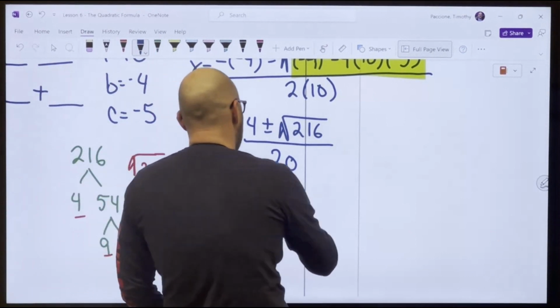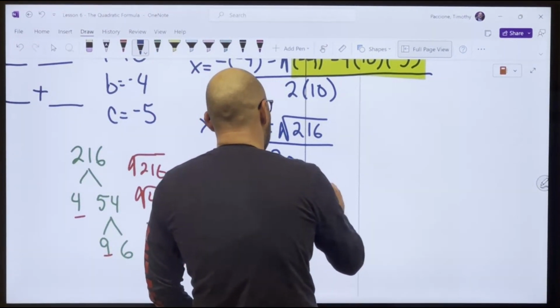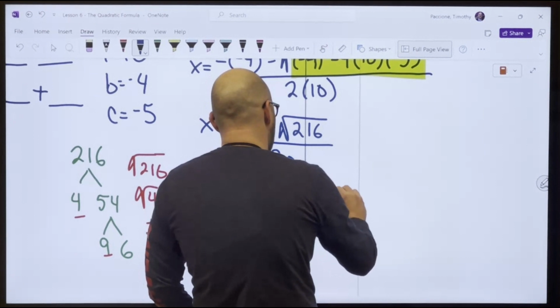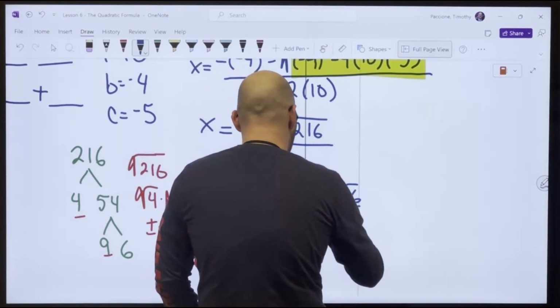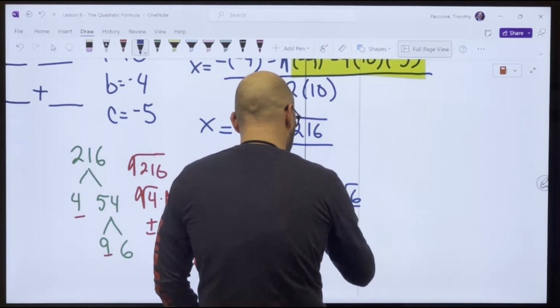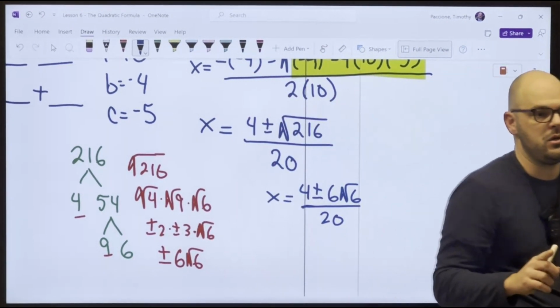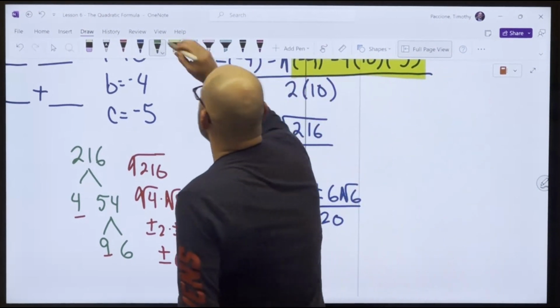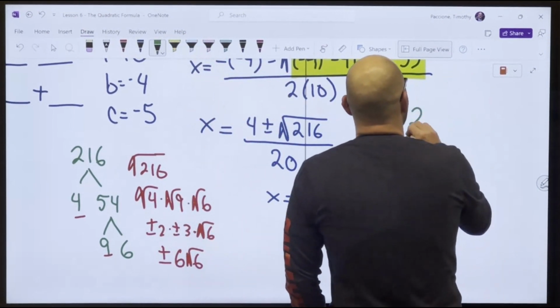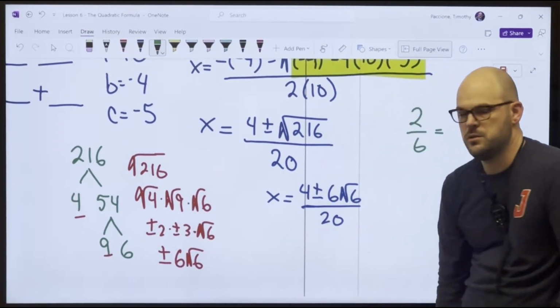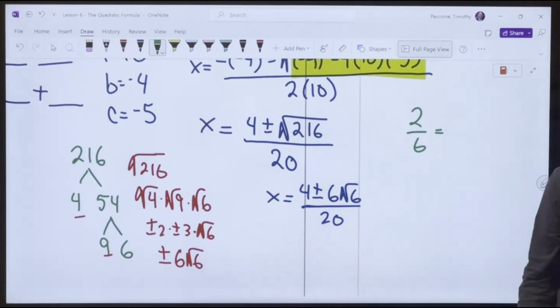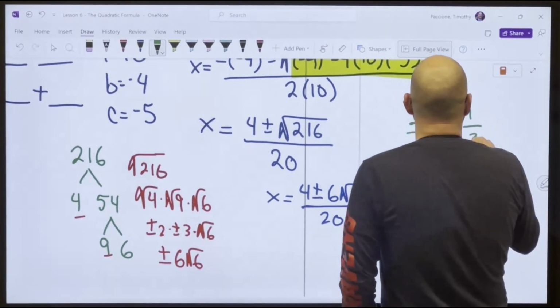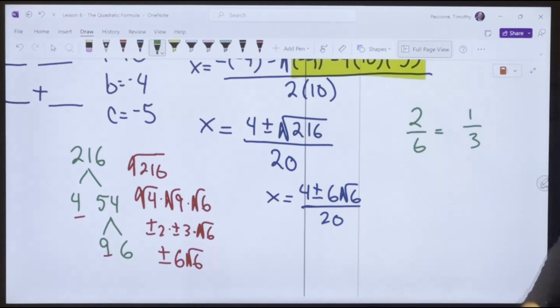So I get x equals 4 plus or minus 6 square root of 6 divided by 20. Now there's one more thing you can do, and then you have your answer. Let me ask you this. What would you rewrite 26 as? 1/3. Why? Divide by 2. Because you can divide the top by 2 and the bottom by 2.